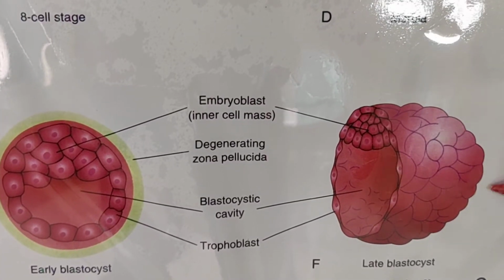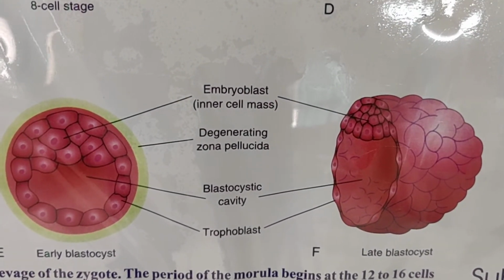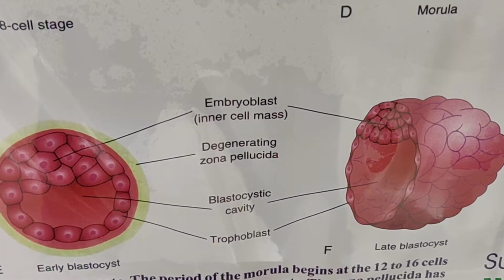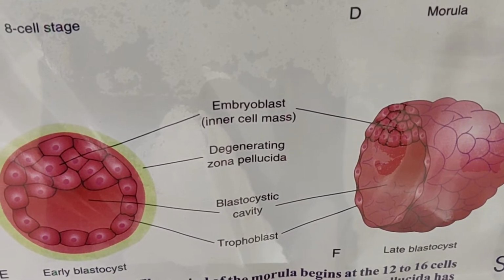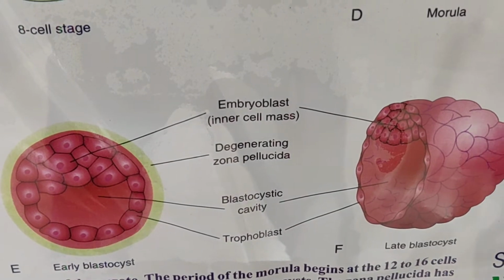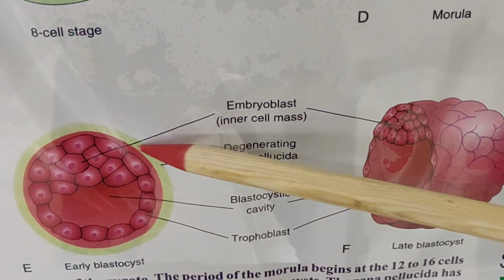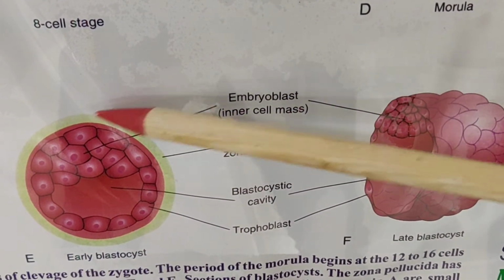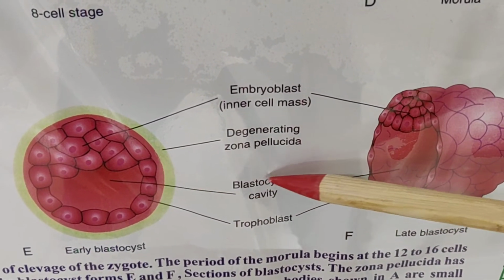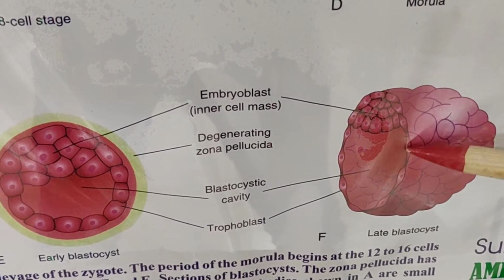Now these are the front view and the lateral view of the blastocyst. In the front view, the zona pellucida is still present, the green layer. Now these peripheral cells are the trophoblast cells. When the cavity enlarges, these trophoblast cells become flattened.